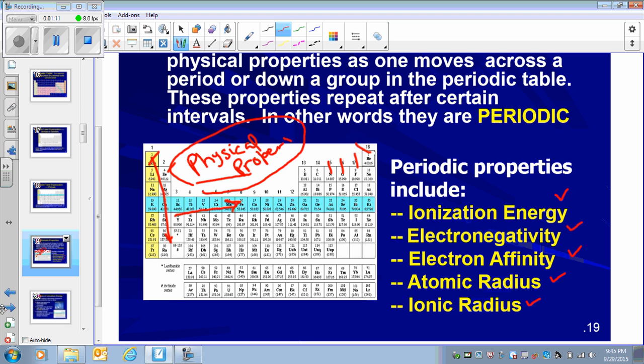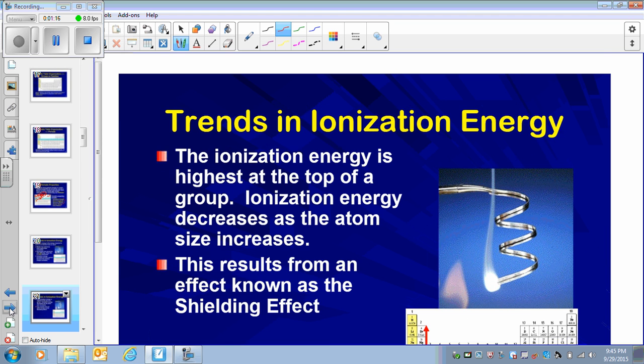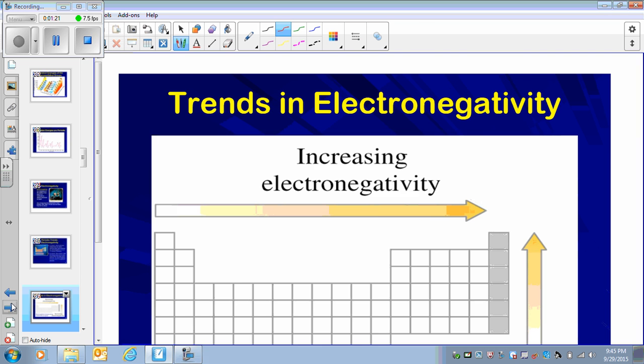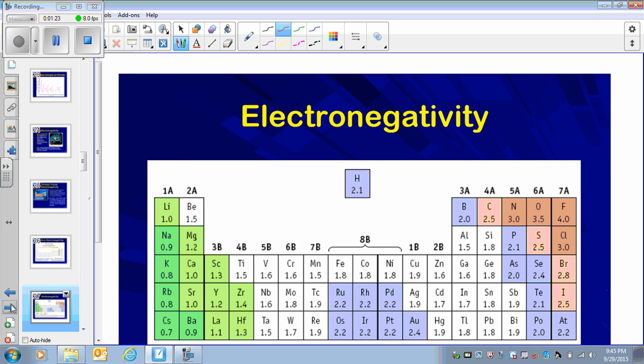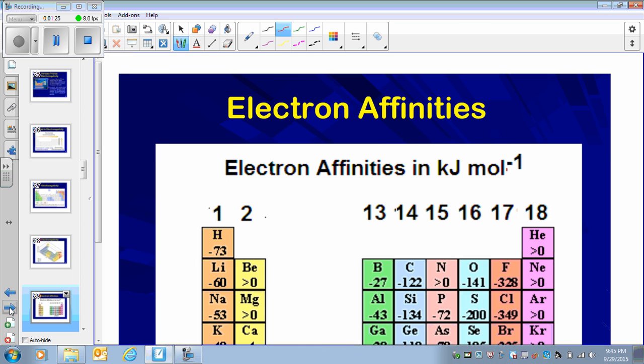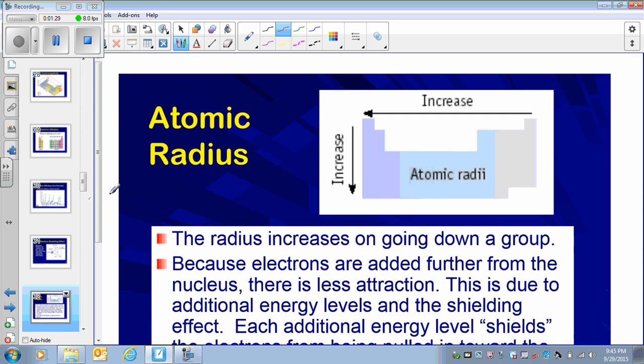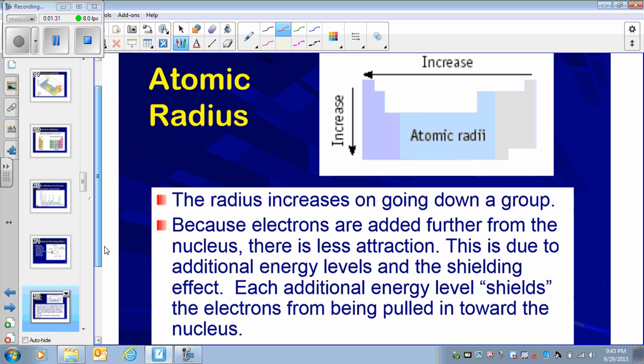In the list of these properties, although ionization energy is listed first, I would like to talk about atomic radius. Because I personally think that if you understand the atomic radius, it makes it easier to understand the rest of the properties and their trend and how it works. So let's talk about atomic radius.